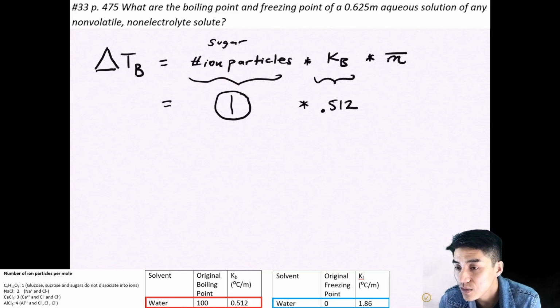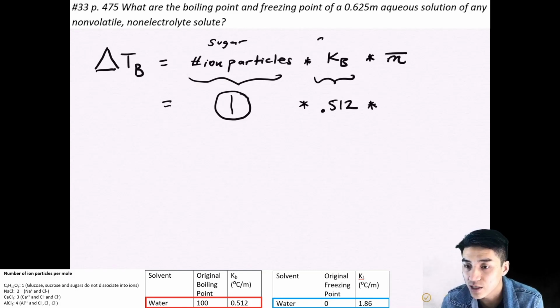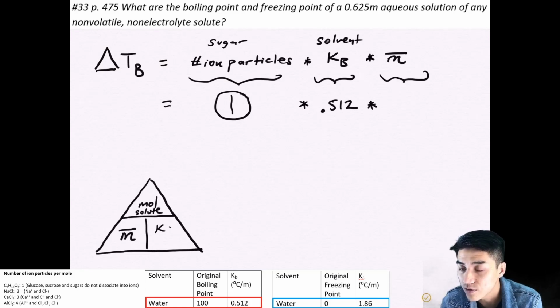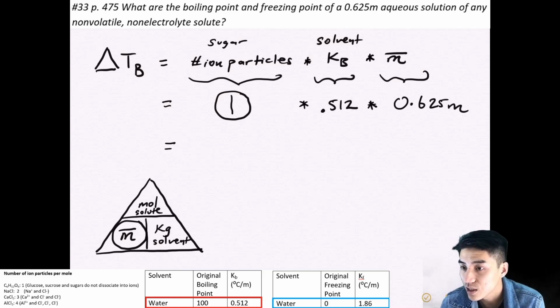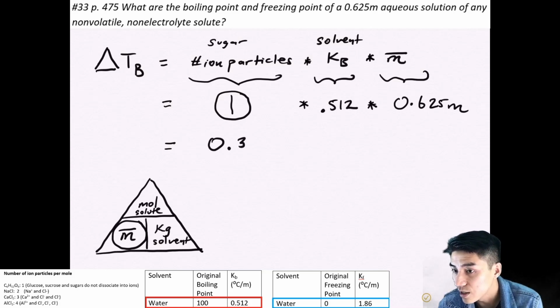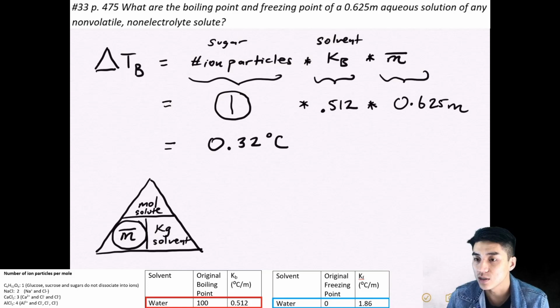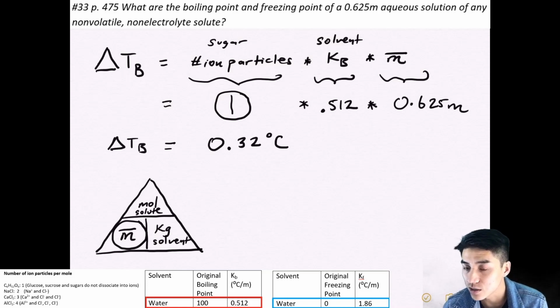For Kb, I'm going to plug in 0.512. That's the boiling point constant for water. And then for molality, this number is actually given in the problem. It's very similar to molarity, except instead of liters of solvent, it's kilograms of solvent in the lower right of that triangle. So I will plug in 0.625 right there. Once I have all three numbers, I multiply them, and we get 0.32 degrees Celsius. That's how much the solution's boiling point temperature will change.